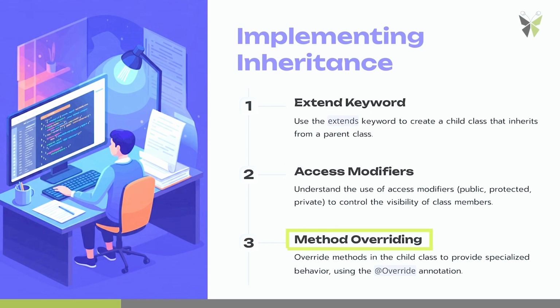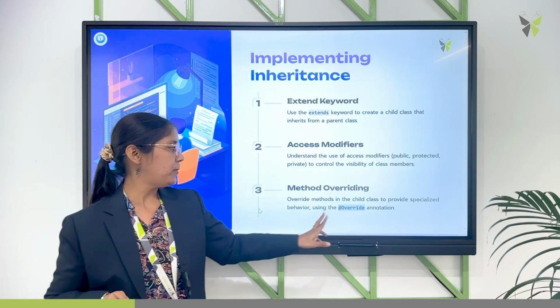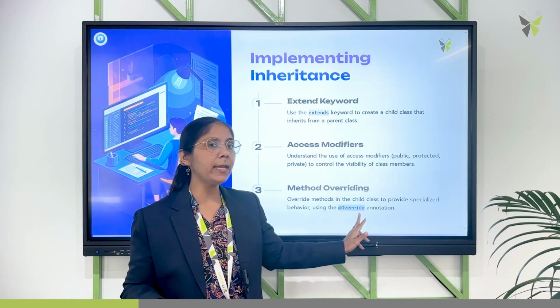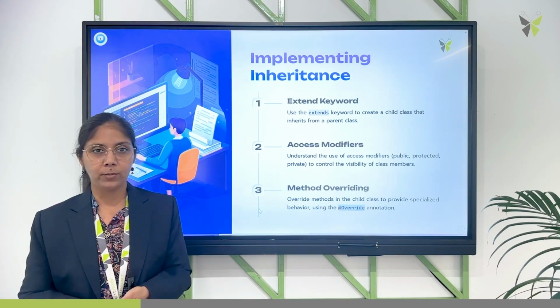Method overriding. Method overriding is a concept that comes into existence because of inheritance, wherein the method that you have declared in your parent class can be redeclared once again in your child class with a new functionality. That is basically done with the help of an annotation. While overriding in the child class, you need to annotate the method with the @Override annotation.